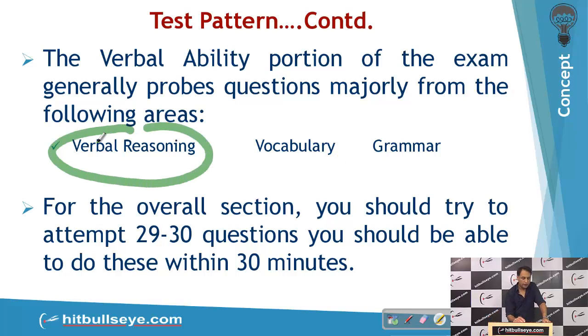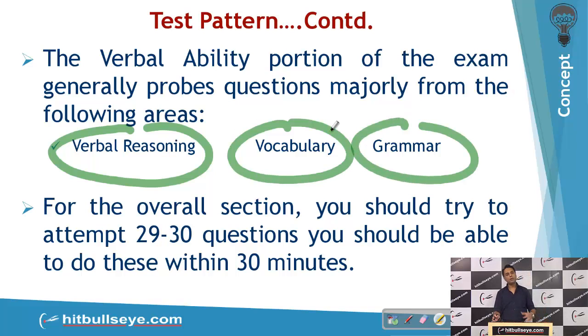The verbal ability part of the exam generally probes questions majorly from the following areas. There is verbal reasoning, there is vocabulary, and there is grammar. So verbal reasoning would take you through questions like jumbled sentences and finding the error in a particular sentence. Vocabulary would be questions on antonyms, synonyms, questions where you are basically tested on the meaning and usage of a particular word. And grammar, of course, would be fill in the blanks and similar questions which test basic usage of English grammar.